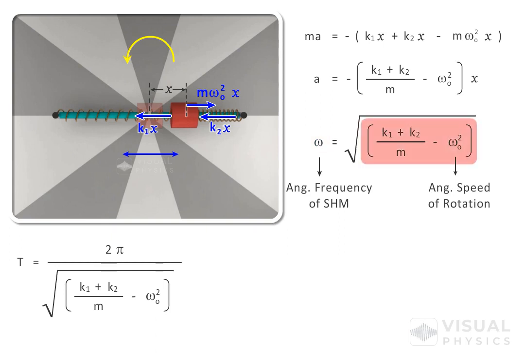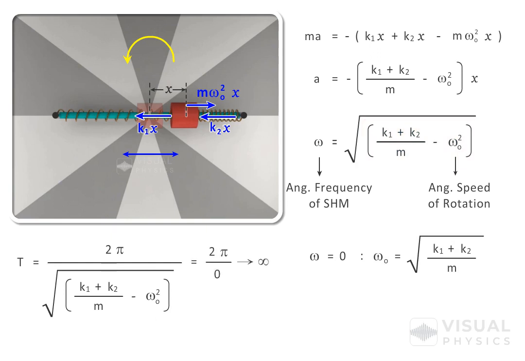Now, from this equation, we can see that this term will be equal to 0 for omega naught equal to this term. That is, the time period will be infinite for this value. This means that for this value of omega naught, the centrifugal force on the block will just balance the force due to the springs, and there will be no restoring force on the block, and thus, no oscillations.